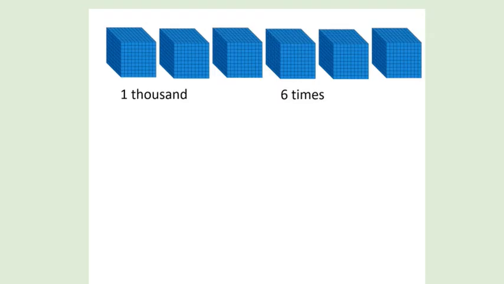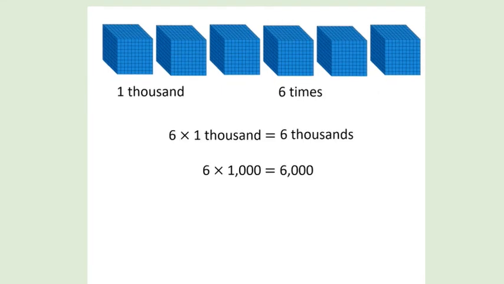Here we have 1000. Now we have 1000 6 times. How many do we have altogether? We could write this as 6 times 1000. This would equal 6 thousands. We could also write it in the normal way that we are used to. 6 multiplied by 1000 equals 6,000. We could also write it as 1000 multiplied by 6, and it would still be 6,000.